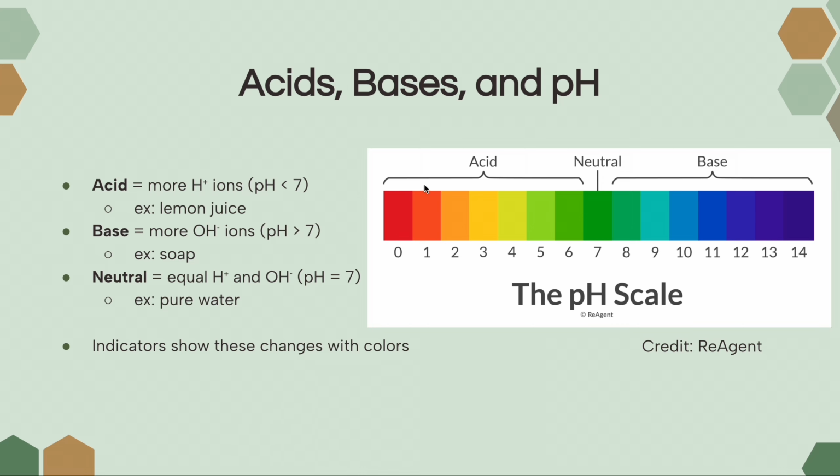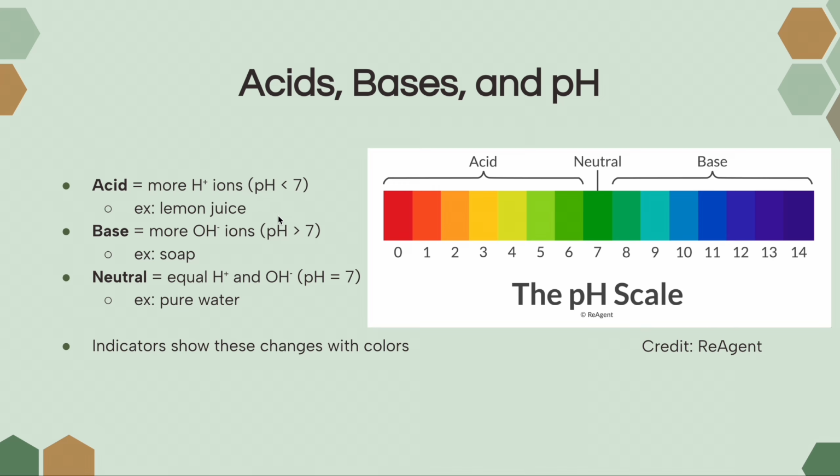Okay, this is like a basic part of acids, bases, and pH. There's a lot more concepts, especially in AP Chemistry, that you'll have to know. But for this demonstration, those are not necessary, so let's just recall the basics of pH. An acidic solution has more H+ ions with pH less than 7. An example would be lemon juice.